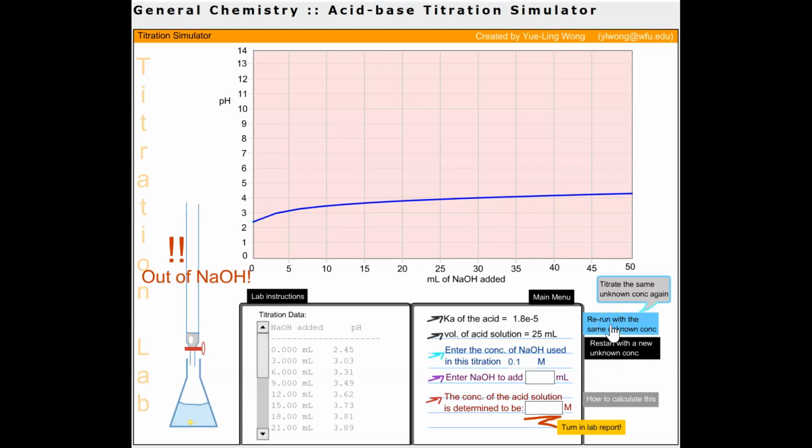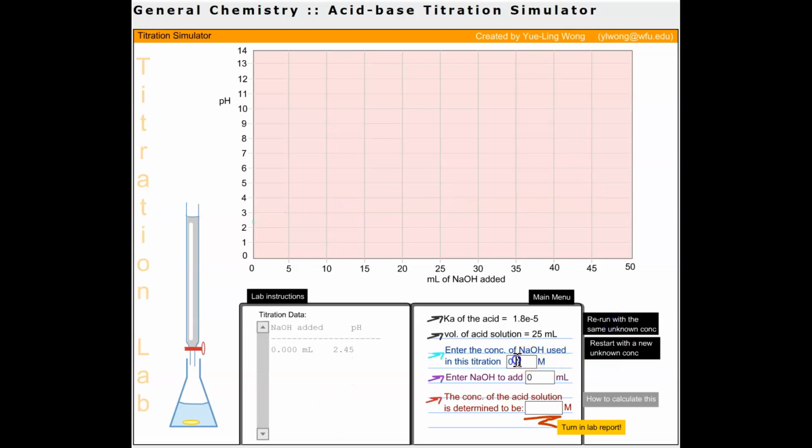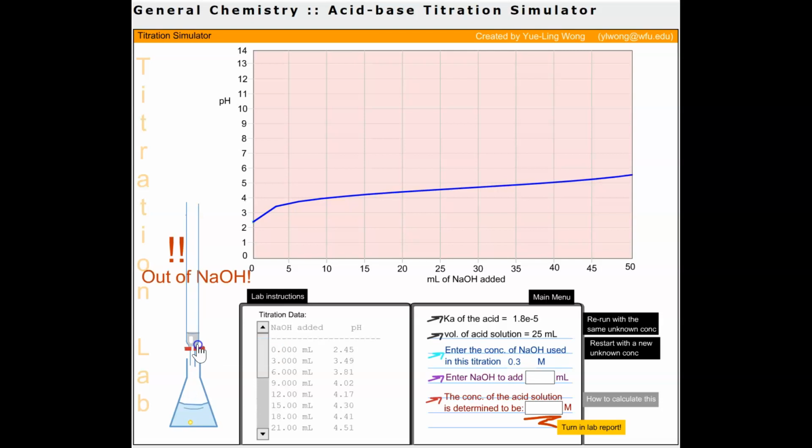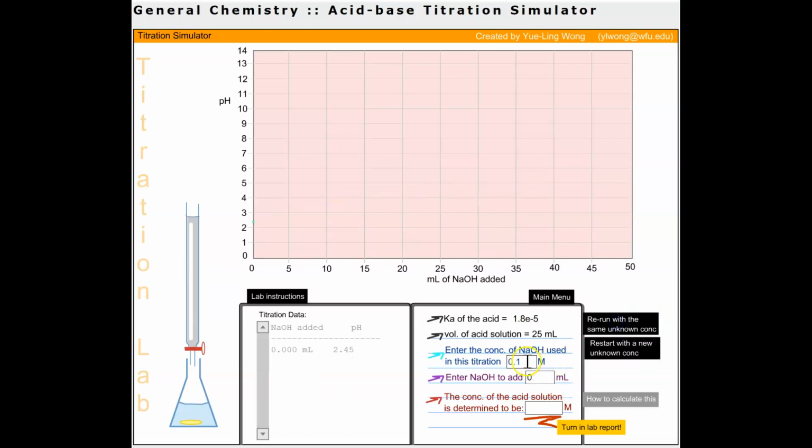So I'm going to rerun with the same unknown concentration. And now I'm going to increase the concentration of my NaOH to, let's say, 0.3. And rerun again with 3 milliliters just as a trial run. Still not strong enough. So I'm going to rerun and I'm going to go up to 0.6, and let's try that at 3 milliliters at a time.